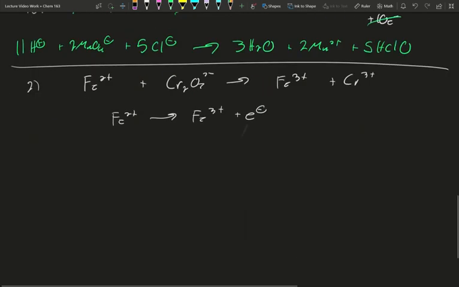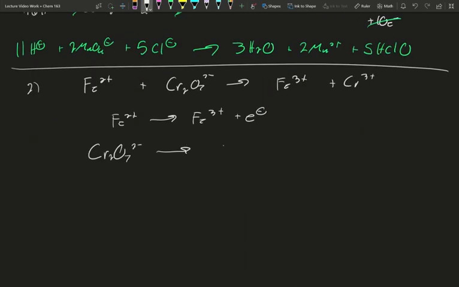Well, our dichromate is going to become Cr3+. Quick little math. Each oxide would be 2 minus, so 14 minuses from the oxygen. There's 2 left over, so I need 12 positives. I have 2 chromiums to spread them out over. These must be 6+ each. So we have a hexavalent chromium that becomes a trivalent chromium. Well, that chromium used to be 6+. It needs to become 3+.